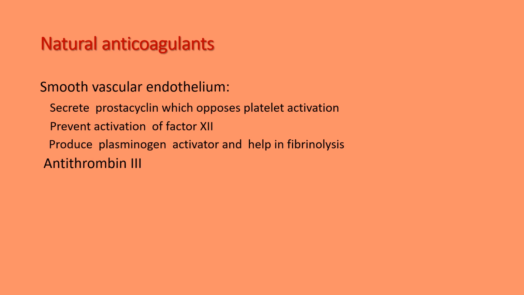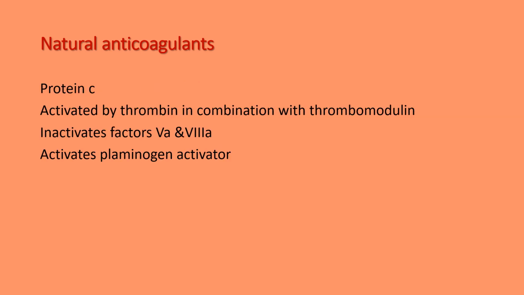And antithrombin 3 is also important for the flow of blood within the vessel. It inhibits the activated factors 9, 10, 11, 12. So it inhibits the intrinsic pathway of coagulation. Protein C acts as a natural anticoagulant, activated by thrombin in combination with thrombomodulin. It inactivates factors 5A and 8A. This also activates the plasminogen activator.